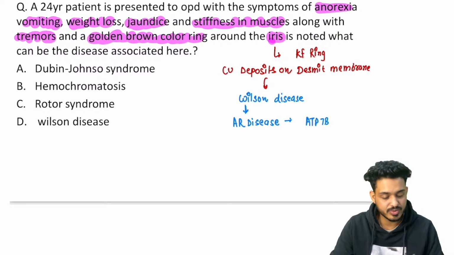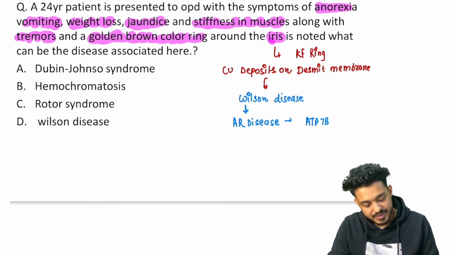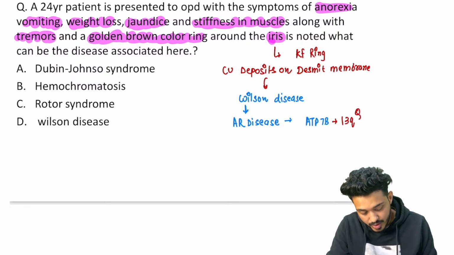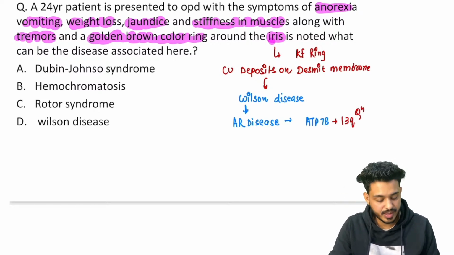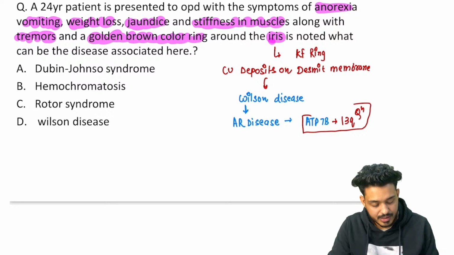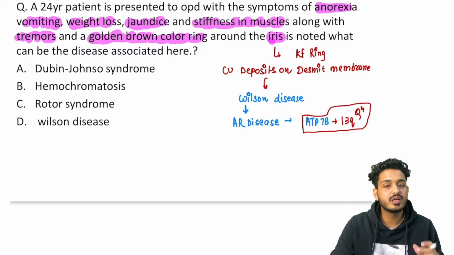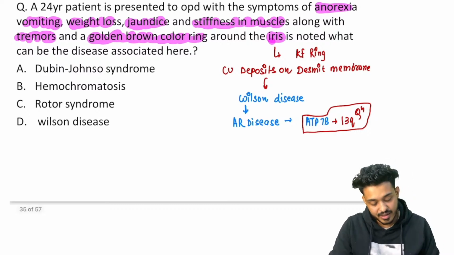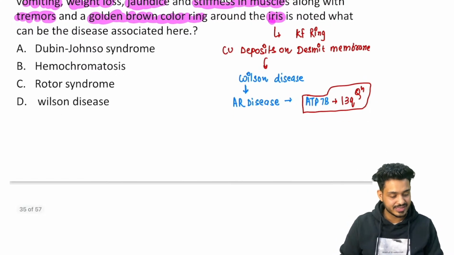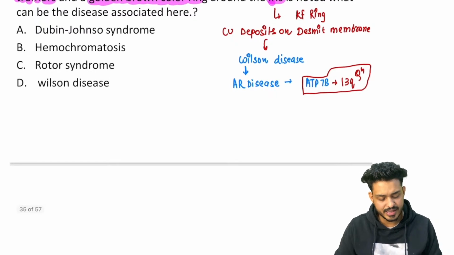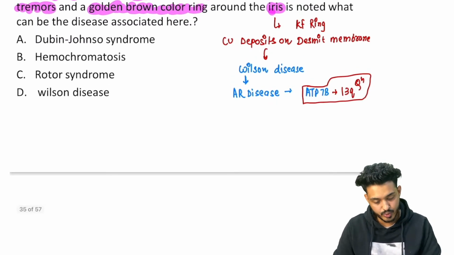ATP7A कौन सी disease में होता है, right? ATP7B gene on 13q chromosome, important, also remember this, okay? NEET PG set में question था, they have given ATP7B but along with the arm also, right? So chromosome number भी याद रखना है, right? So it is an autosomal recessive disease with ATP7B on 13q chromosome, right?